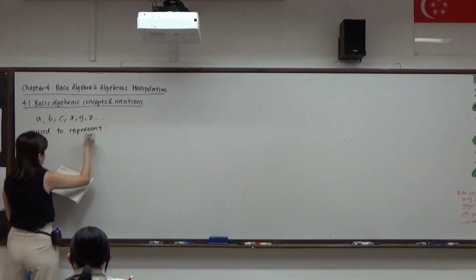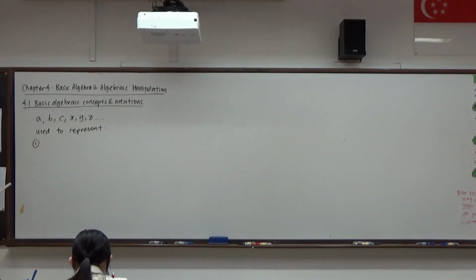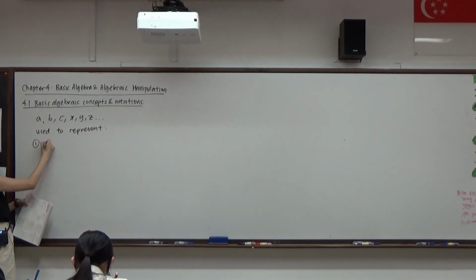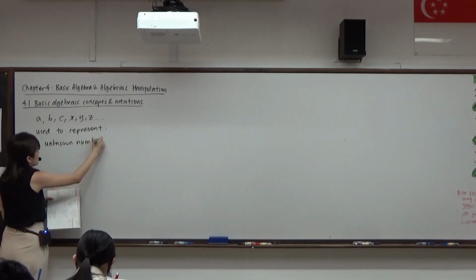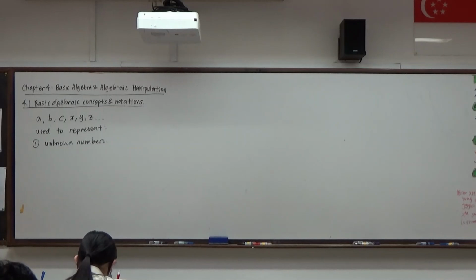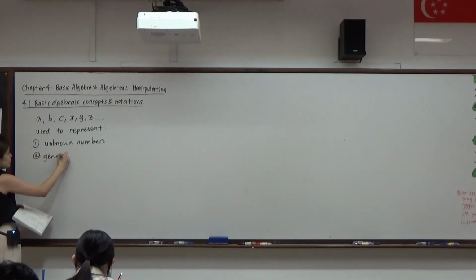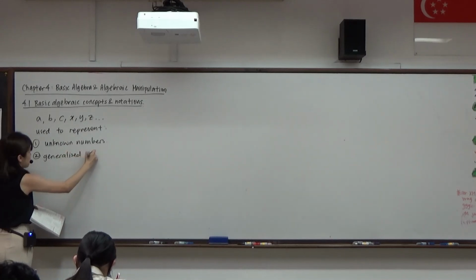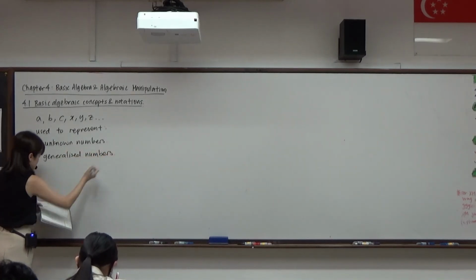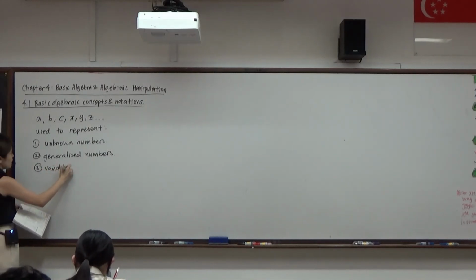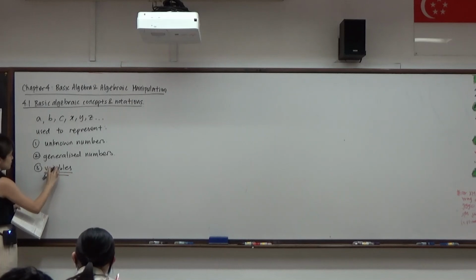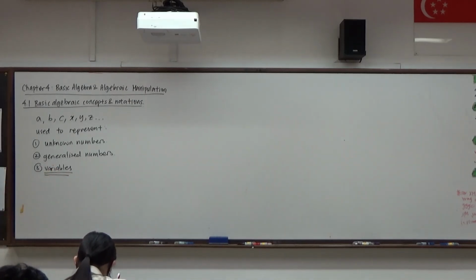certain things. Things, for example, like your specific unknown numbers, and then maybe generalized numbers, a general situation. And then, more importantly, we usually call them variables.